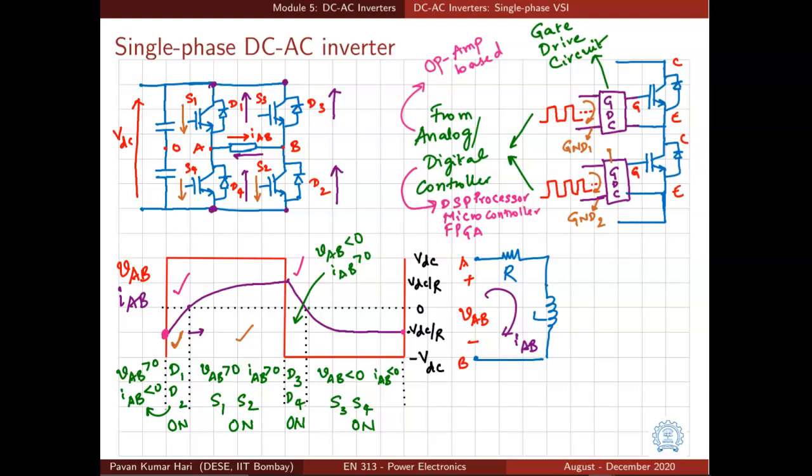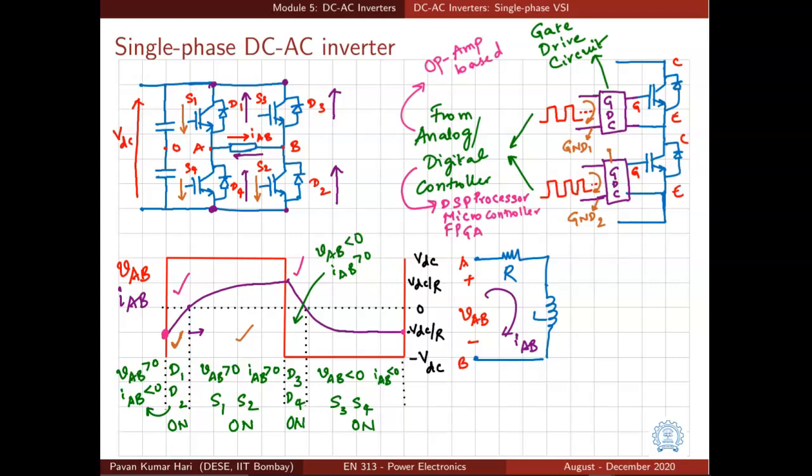And what is the input to this gate drive circuit? The input is typically the turn on, turn off pulses. And where do these pulses come from? These pulses come from some kind of analog or digital controller. The analog circuits are typically op-amp based. For example, if you want to do sine triangle PWM, you will have a sine wave generator based on op-amp, a triangular wave generator based on op-amp, and a comparator again based on op-amp, which will compare the sine and triangle and generate pulses, and those pulses are given to this gate drive circuit. That is one way, done in an analog manner.